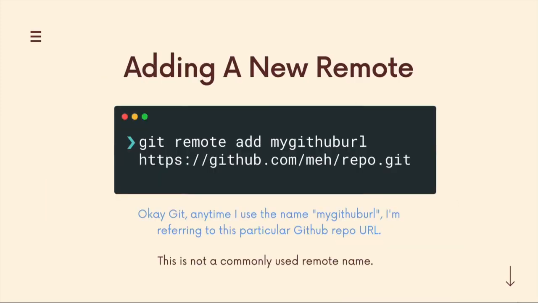So we could instead add a new remote for the same URL, but call it my GitHub URL, or LOL, or chickens are my friends, whatever you want. But I would suggest origin because it's what you'll see the most, and then a URL.